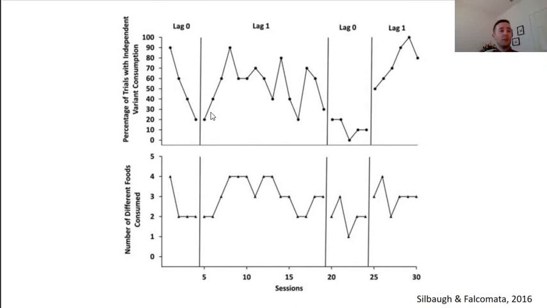If he ate the same food again, withhold the toys. Then present the next trial. This time he eats a different food, give the toys for 30 seconds. Right? So access to high preferred toys was delivered contingent on each instance of variant consumption.